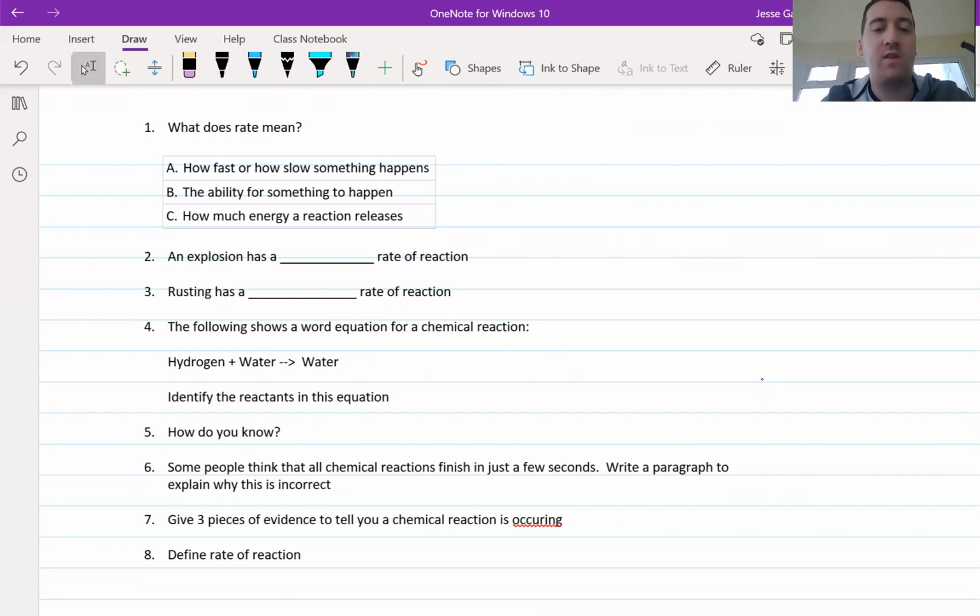The next one, you have to say which ones are the reactants. And number 5, explain how you know that they're reactants. Then number 6, write a paragraph to explain why the first statement is incorrect. And then number 7, give 3 pieces of evidence that a chemical reaction is occurring. And then number 8, define the rate of reaction. So say what it is. Okay, so pause the video and do those questions now, please.